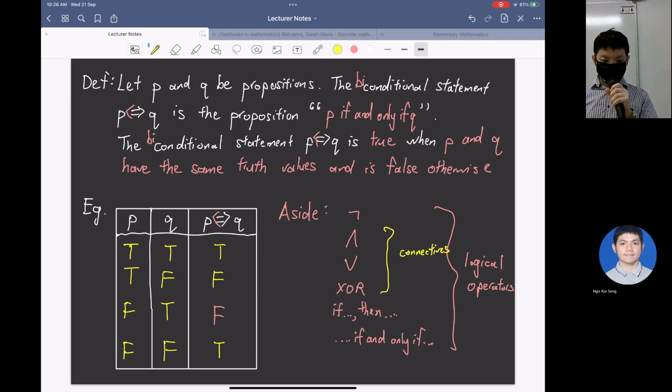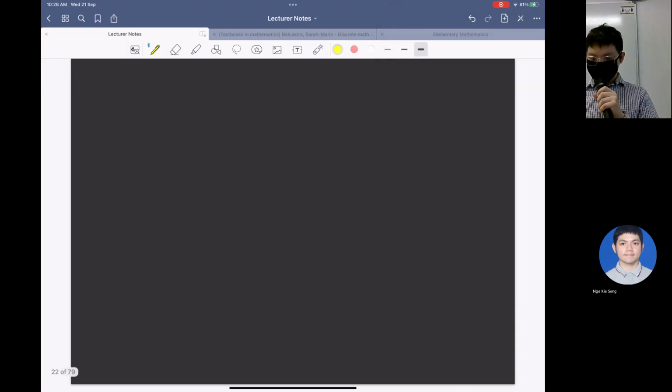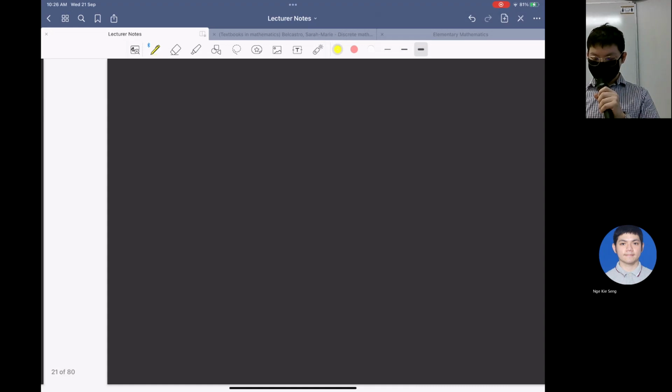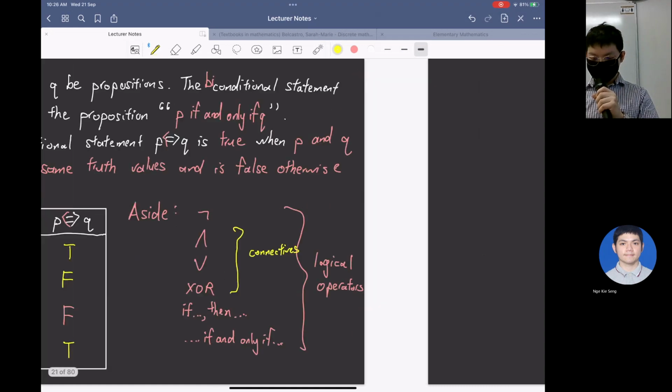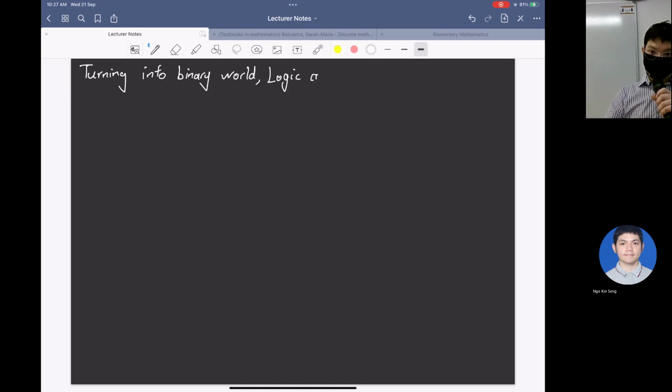No? Okay. So next we will turn this language into some binary digits. So a bit closer to computer science. So turning it into binary form.